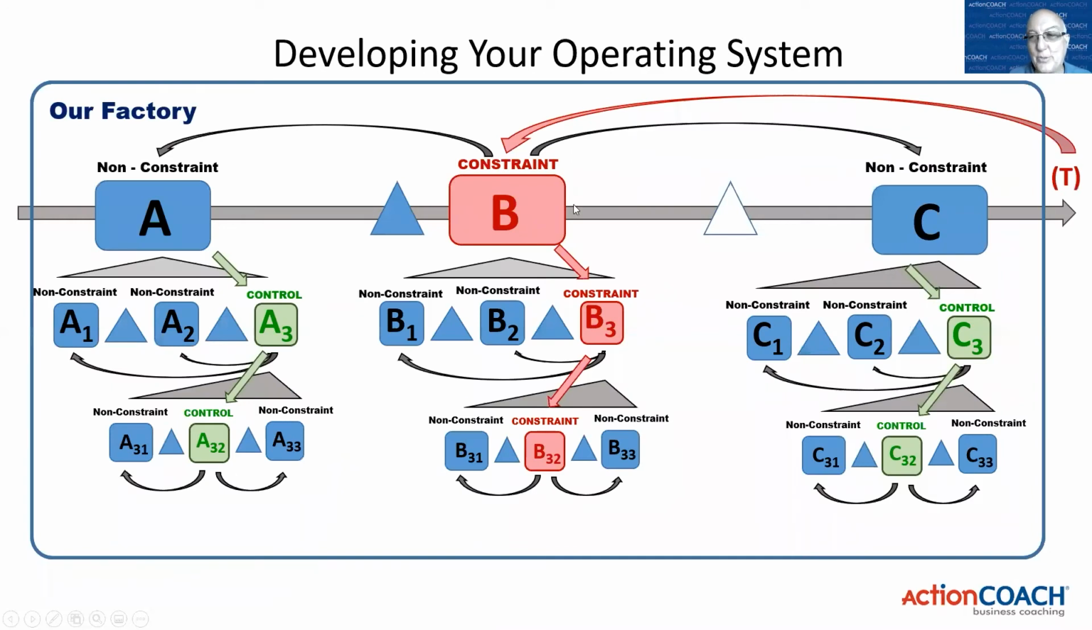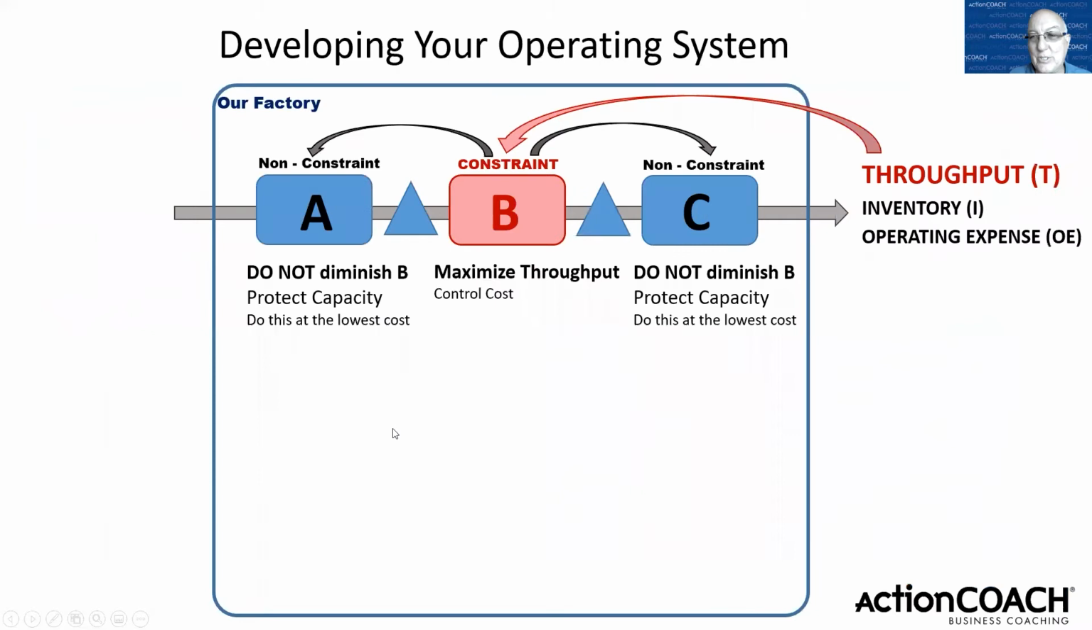All right, in parts 1 and 2, we talked about how we connected the dots between getting more throughput dollars through your business, how that relates directly to the constraint process B, and how from that relationship, we established relationships to A and to C, and then cascaded down to the shop floor level. We defined the roles of each of those processes, starting with B as in maximize throughput. A and C are do not diminish B, protect their capacity, and do this at the lowest cost.